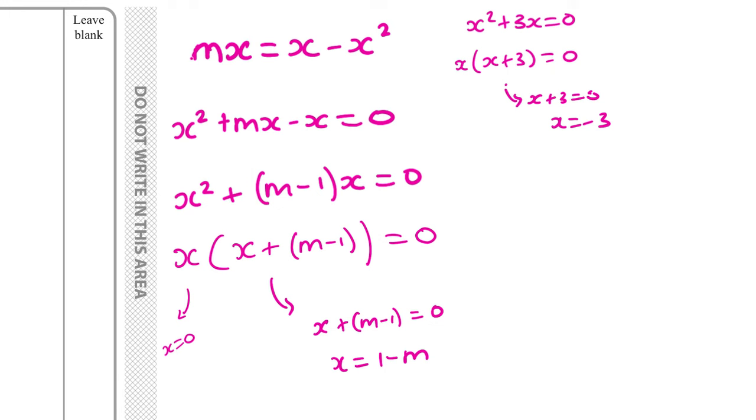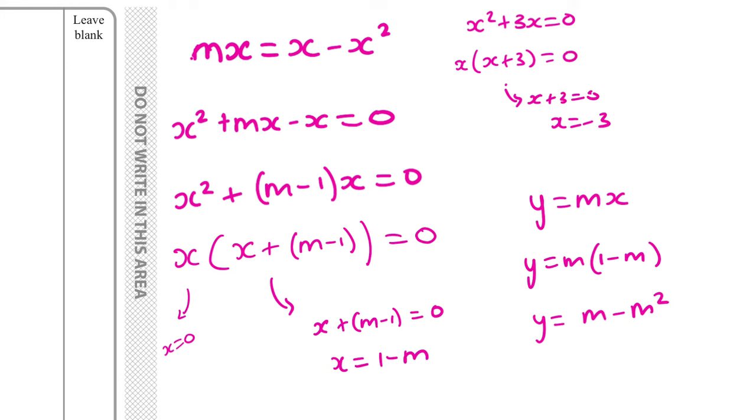Yeah? So now we have our x coordinate. How are we going to find our y coordinate? Substitute back in. We know that y equals mx is probably the easiest one to do. So y equals m lots of 1 minus m, which some of you may have expanded to m minus m squared.